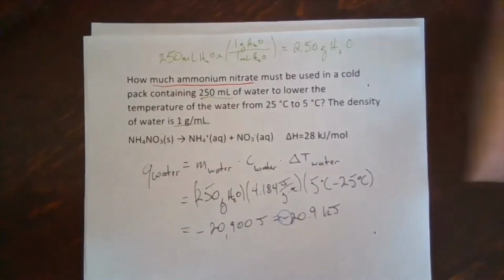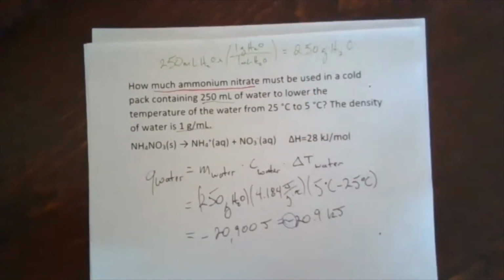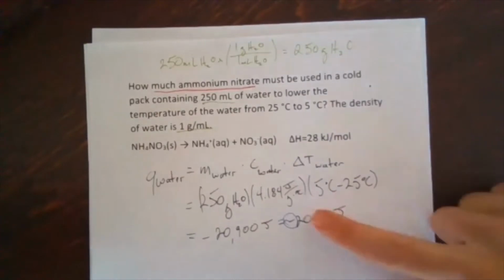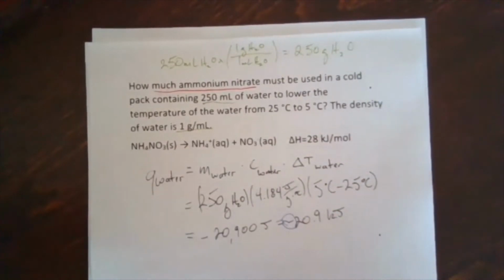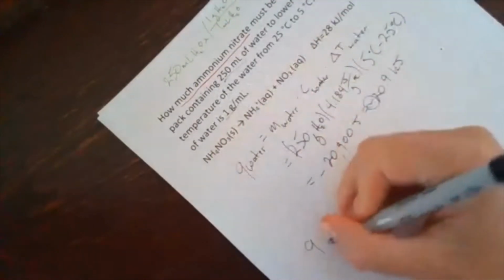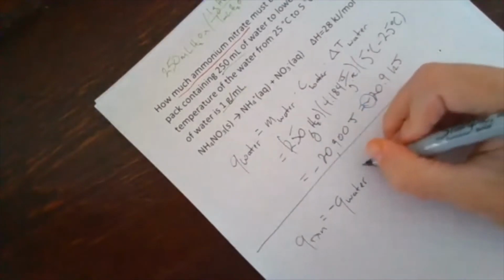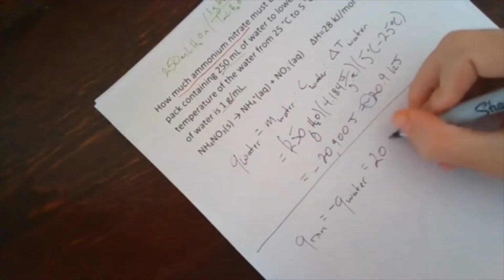One of the most common mistakes is you would swap the 5 and the 25, right? This is negative 20, but instead you put a positive 20 into the calculation and get a positive number here. But heat is not going into the water because it's a cold pack. So heat is going to be leaving the water is what we would expect. Where is it going? Well, it's going into this reaction or this dissolution. And we know that that is negative heat of the water. So negative of a negative, that's positive 20.9 kilojoules.